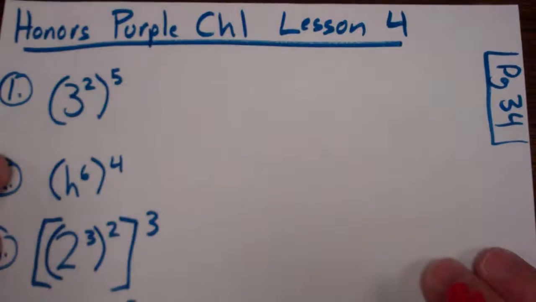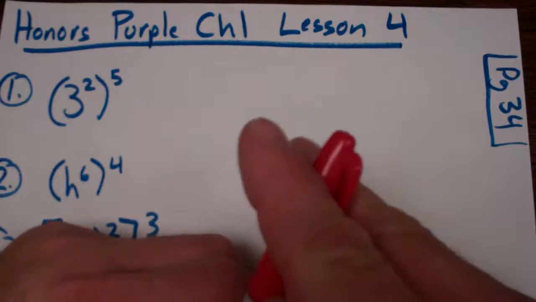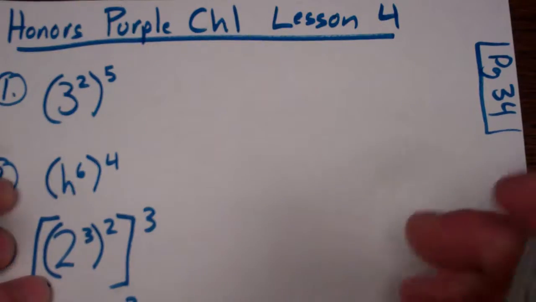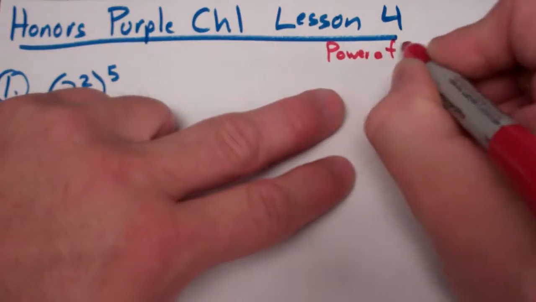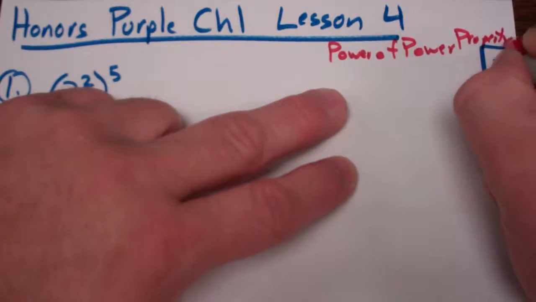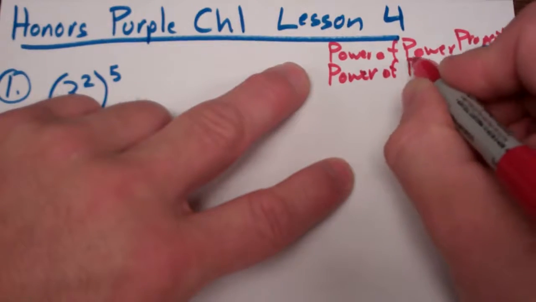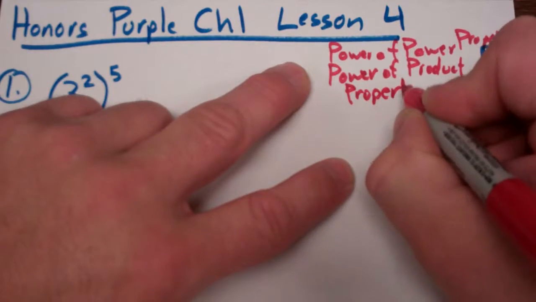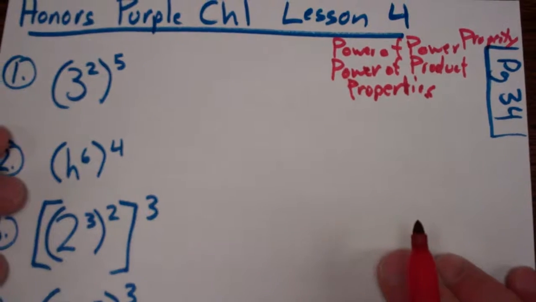All right, we're continuing on our lesson on alliteration. Seems a little bit strange for math, but we are in the power of power property. Power of power property. Man, I can't even say it. And we are in the power of product properties. So, we've already dealt with a couple of these. There's a lot of these as we deal with these exponent rules.